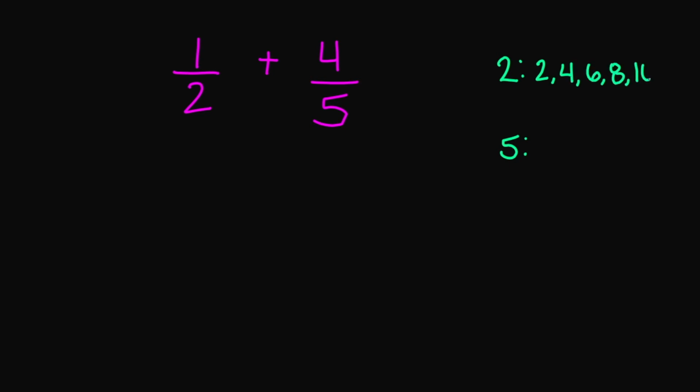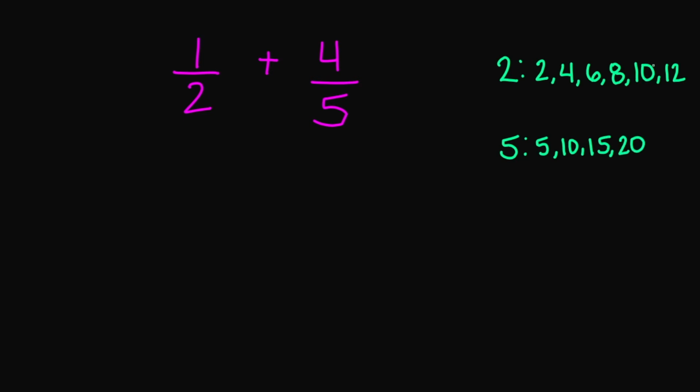Try 1 over 2 plus 4 over 5. So notice my denominators are not the same, so that means I need to find a common denominator. So I'm going to write my 2 here so I can list the multiples of 2, and my 5 here because I need to list the multiples of 5. So let's start with 2. We have 2, 4, 6, 8, 10, and then 12. Let's list the multiples of 5. So we have 5, 10, 15, and 20. We'll stop here for now.